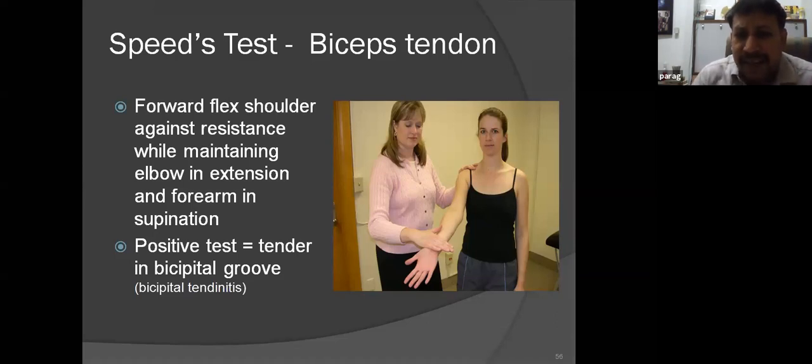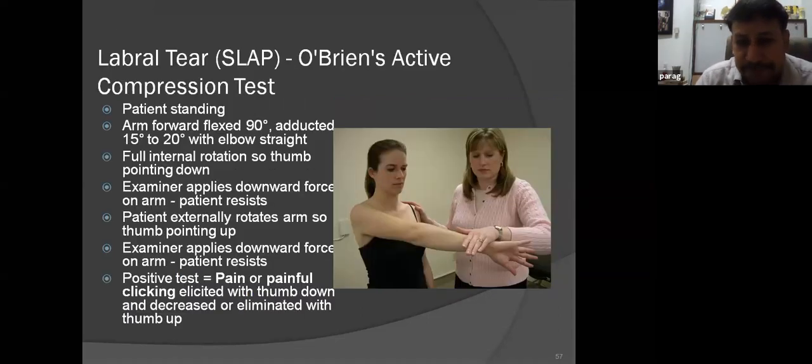And there are a few tests like this. This is called the Speed's test, where you do resisted supination and forward elevation of the patient, and they may refer the pain to the biceps tendon or the bicipital groove. Then it's called a positive Speed's test. It is not a very sensitive or specific test, but if it is positive, it can give you an idea that this patient may have a biceps pathology.